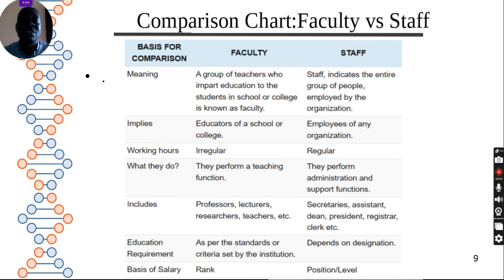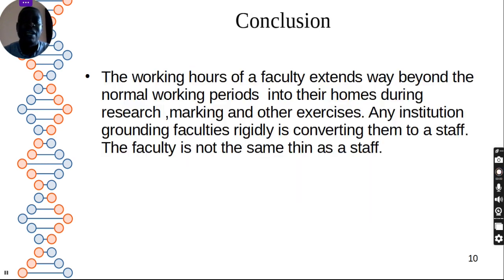So what we have here is a comparison chart for faculty versus staff. The meaning. So you can see that the working hours are actually a point of interest, which many Nigerian universities, especially the private ones, do not take into cognizance. The working hours of the faculty, if you look at that chart, are irregular, but a staff has regular, let's say 9 to 5 job. The faculty works beyond this, depending on their various functions.